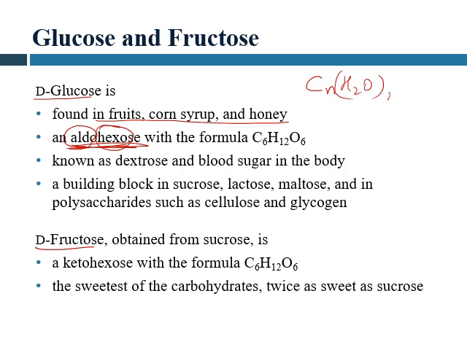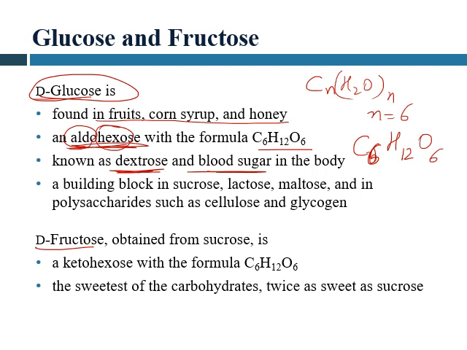CnH2nOn, which means it is hexose, so n is 6. The formula will be C6H12O6. That is the formula of glucose. This is also known as dextrose and blood sugar. The sugar that is found in our blood, in our body, is basically called glucose, or it is also sometimes referred to as dextrose.